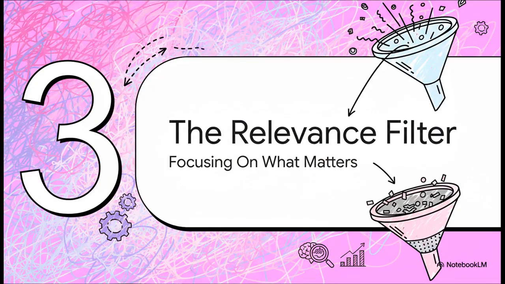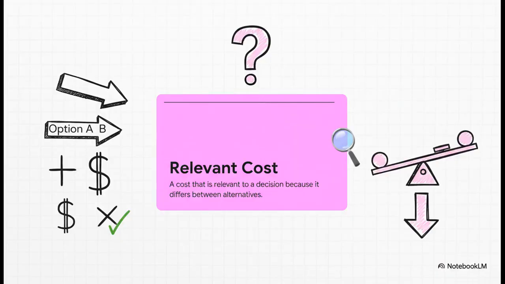Okay, next up, the relevance filter. So we've got our first tool in the belt, the control spectrum. Now it's time to add the second, and this one is a game changer. It's called the relevance filter, and with this tool, we get to be surgical. It's all about looking at a specific decision and filtering out every single piece of financial info that is just noise. So what does it mean for a cost to be relevant?